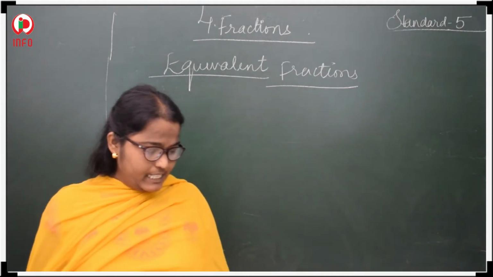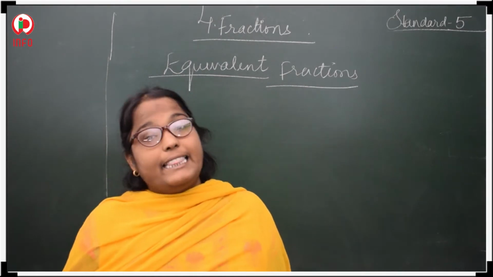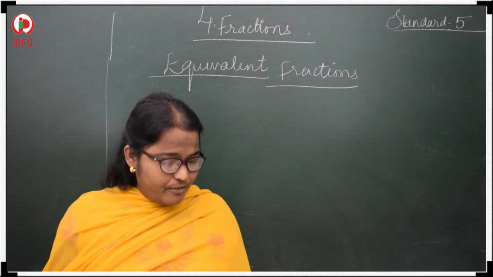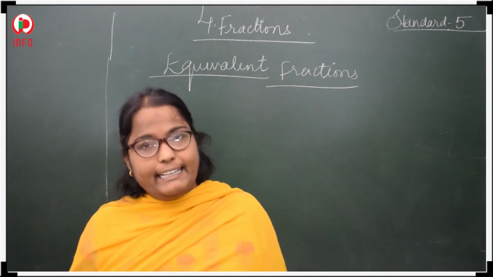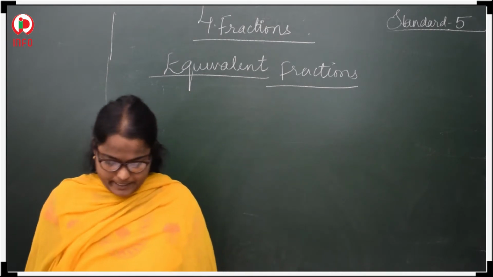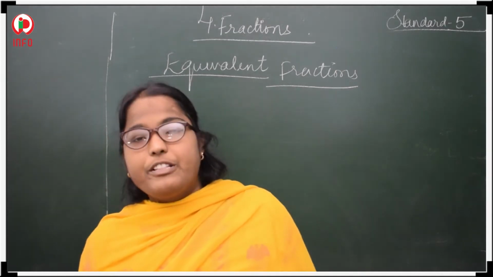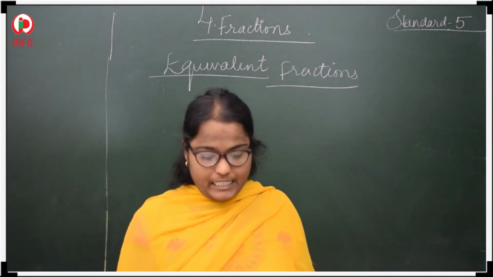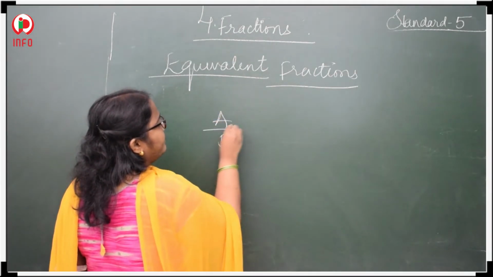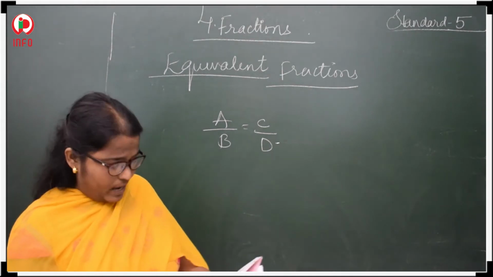Here it is given: equivalent fractions are fractions that may look different but are equal to each other. Two equivalent fractions may have different numerators and different denominators. A fraction is said to be equivalent to itself in the case the numerator and denominator are the same. Like a by b is equal to c by d. So I'll give you an example.